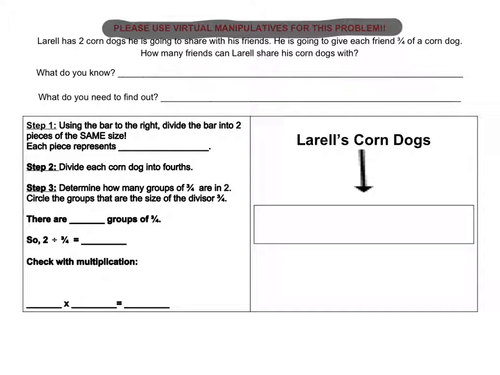Look for the question. Now, step 1 says using the bar to the right, but we're not going to use the bar to the right. We're going to use virtual manipulatives, okay? And go and do that. So go ahead and go to your virtual manipulatives app, and you will follow along with me. Okay, I'm actually going to film my son using the virtual manipulatives app to show you how to do this.